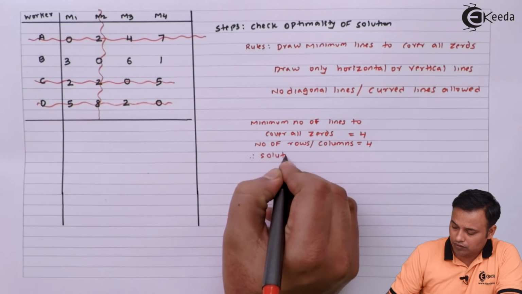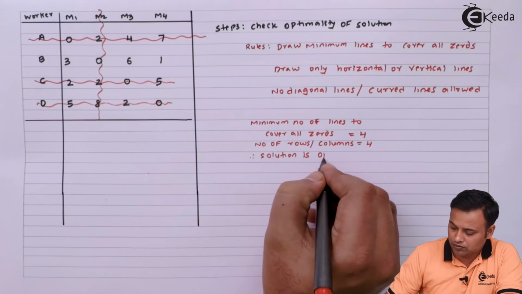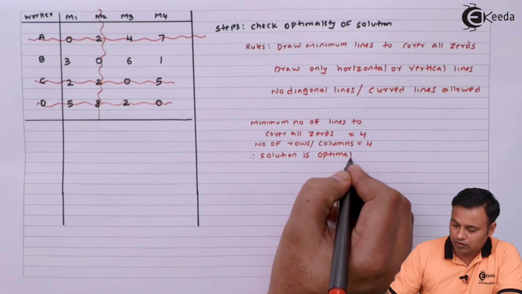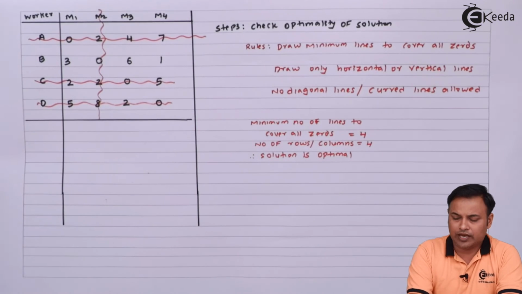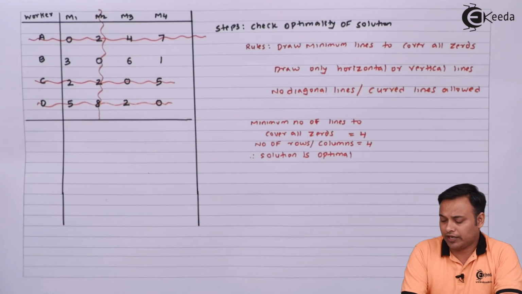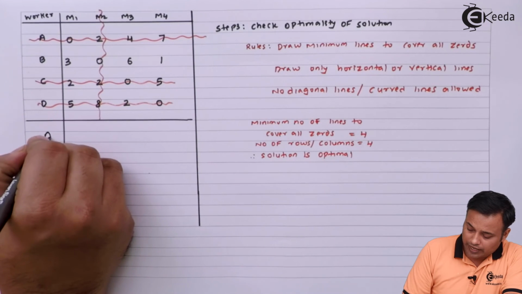Therefore, solution is. Now, what will be the solution? That is the final part or the climax of the solution. I'll rewrite the whole question again as it is.